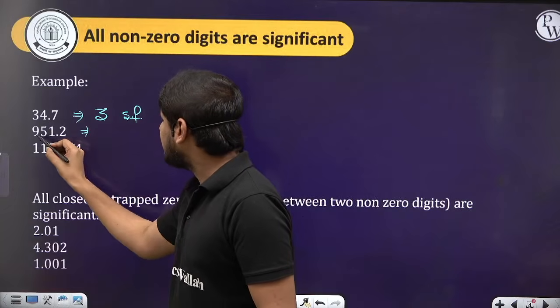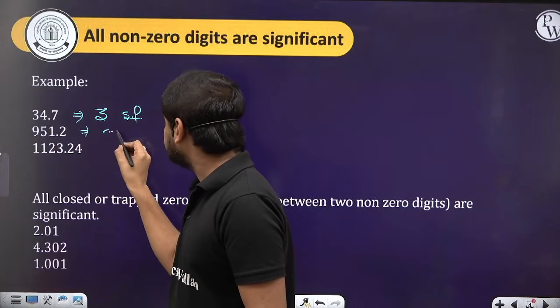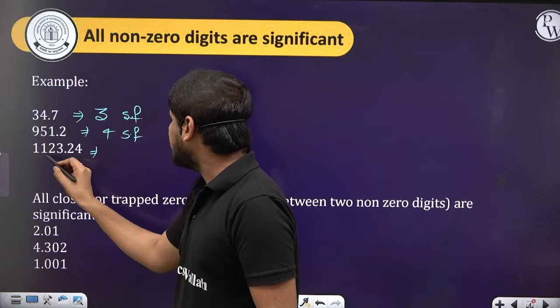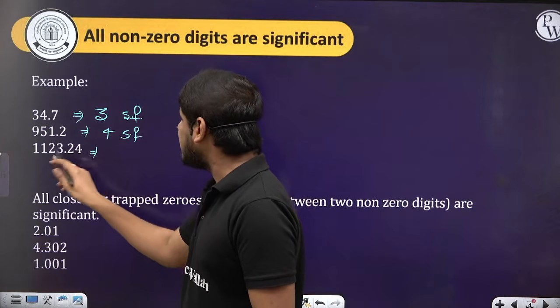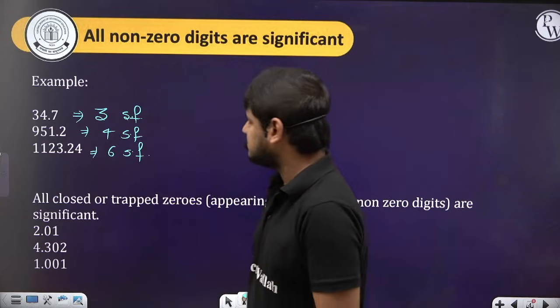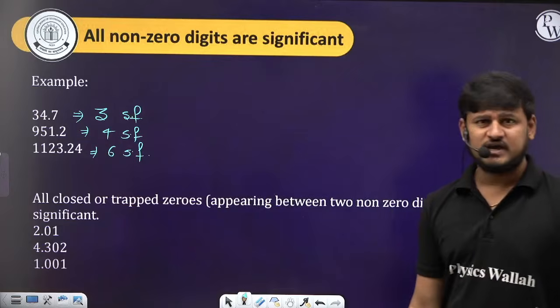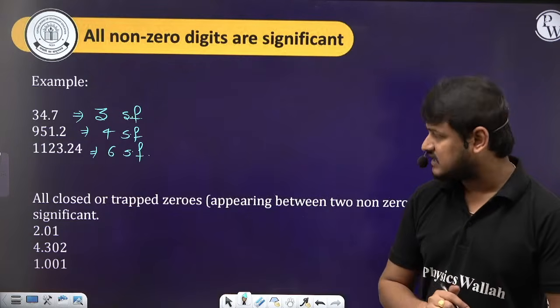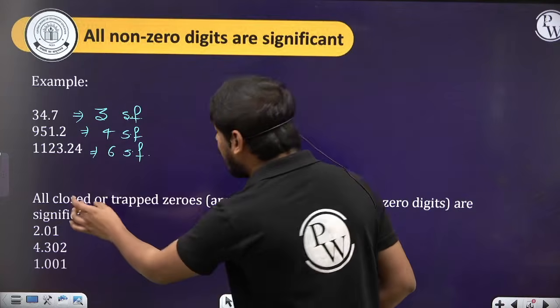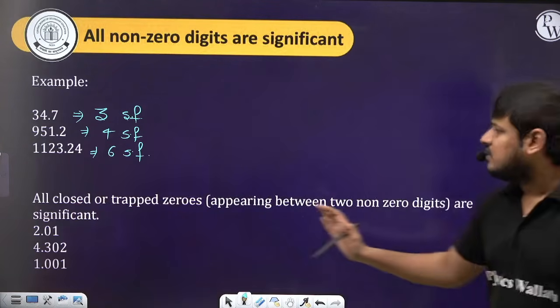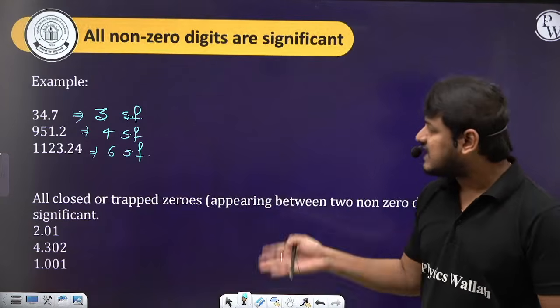So we have 1, 2, 3, 4, so 4 significant figures. Whereas in this one, 1, 2, 3, 4, 5, 6 all are non-zero, so 6 significant figures. So this is a simple way. All the non-zero digits are significant figures. Clear?